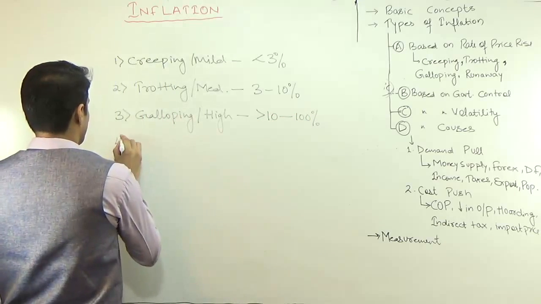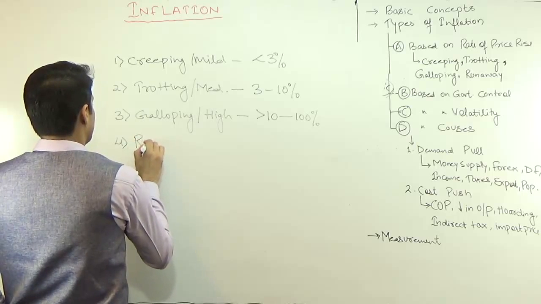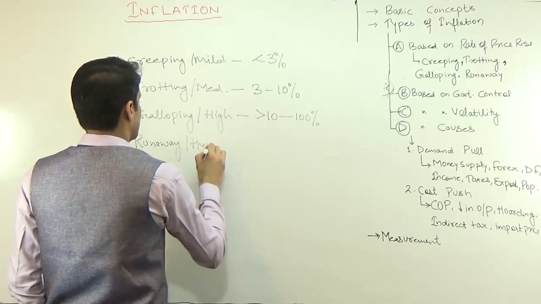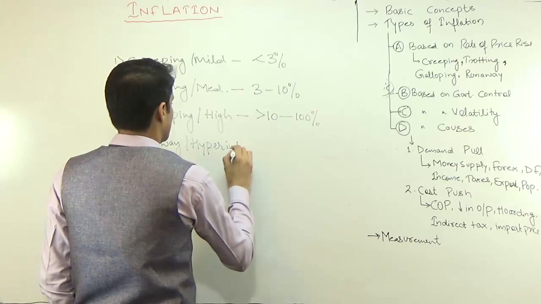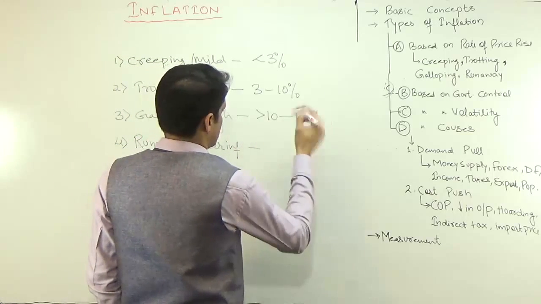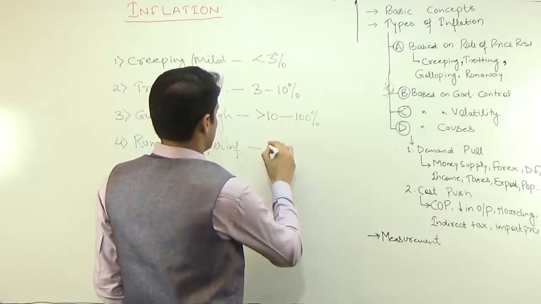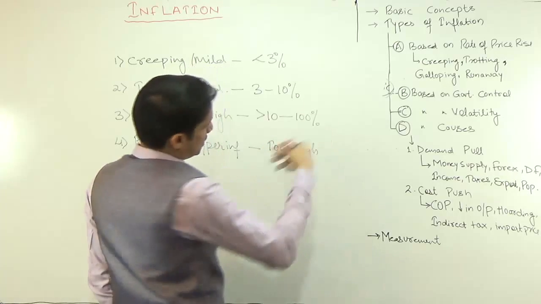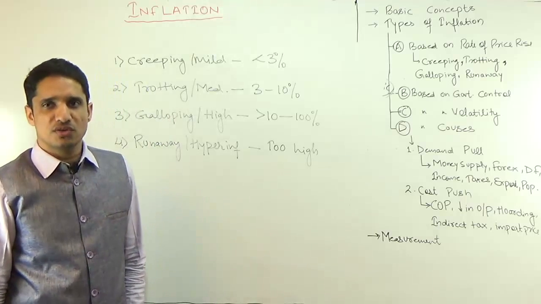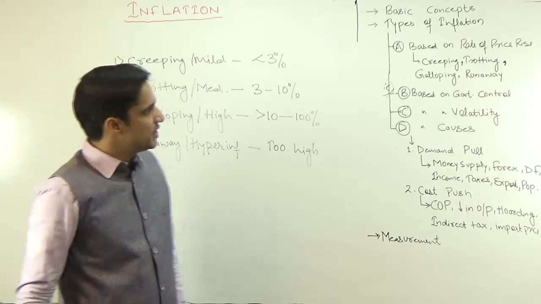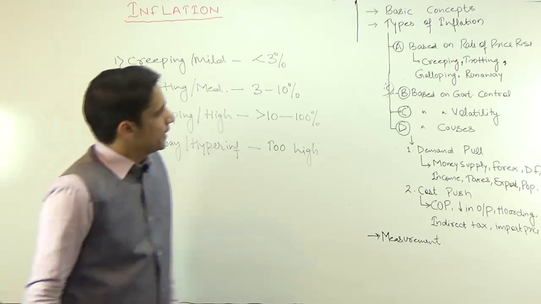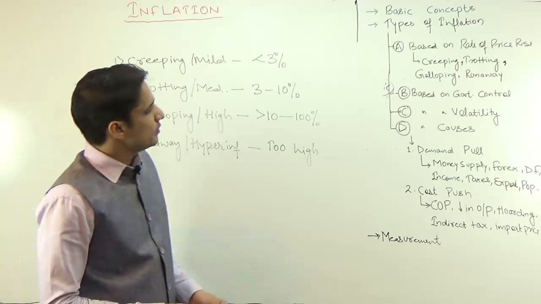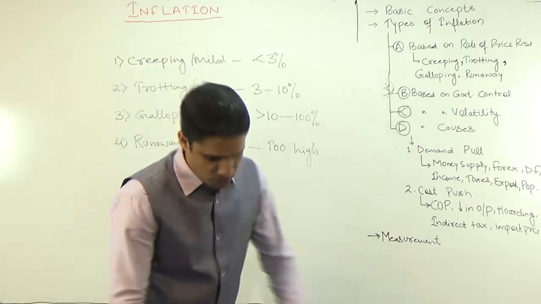Then the fourth one that we have is runaway inflation or hyperinflation, that is more than hundreds, maybe in thousands, maybe in lakhs, so too high. So this is one classification of inflation on the basis of rate of price rise. The next is on the basis of government control.